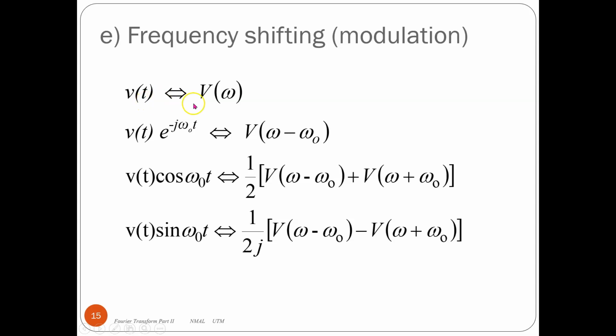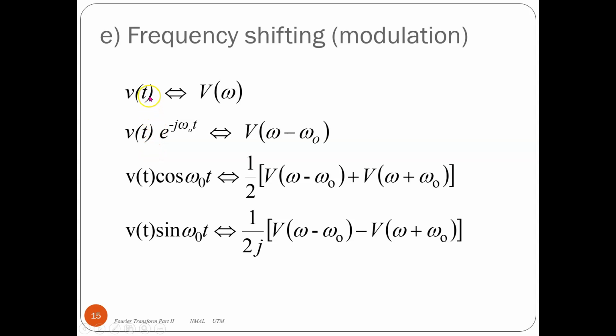Given that v(t) is a time domain signal and the Fourier transform of v(t) is V(omega), frequency shifting happens if this time domain function is multiplied by exponent negative j omega naught t, or multiplied by cos omega naught t, or multiplied by sine omega naught t. This we call frequency shifting, or in other words modulation. So if you see frequency shifting or modulation, you know that you can use this formula. We will learn more about this in the Fourier transform applications.